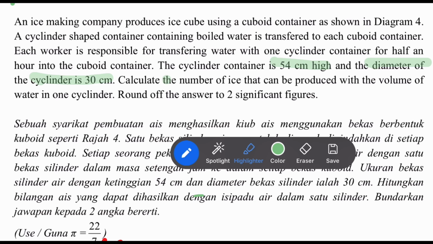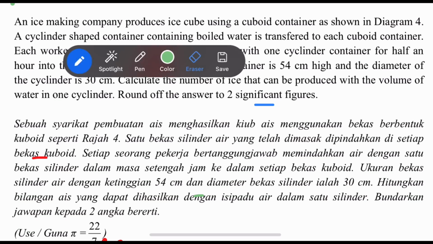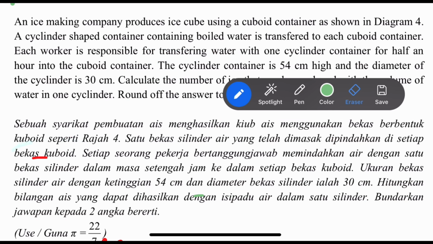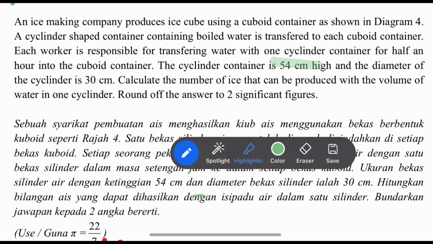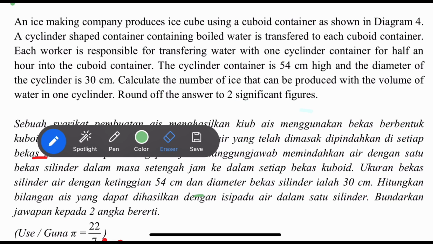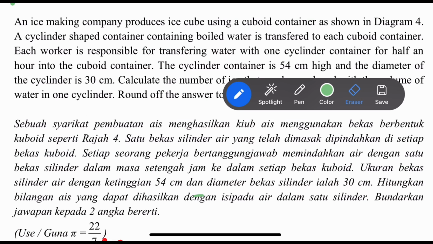Calculate the number of ice that can be produced with the volume of water in one cylinder. Round off the answer to 2 significant figures. But the question is asking for the number of ice, so why do we need to round off? I think there is some technical problem with the question because the number should be an integer, right? If you really have a number, then you have to write it as an integer, but it's okay. So let's do it together for this question.